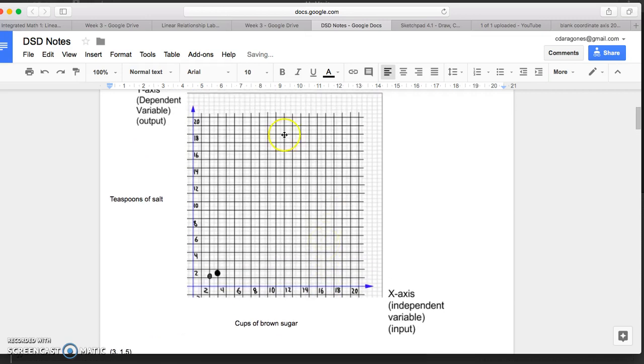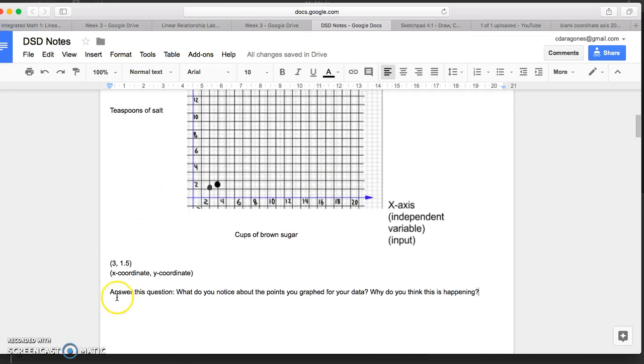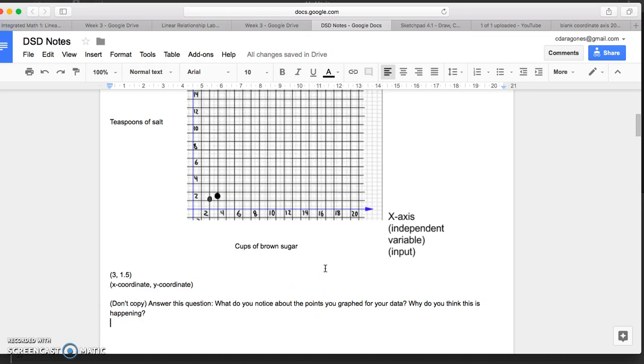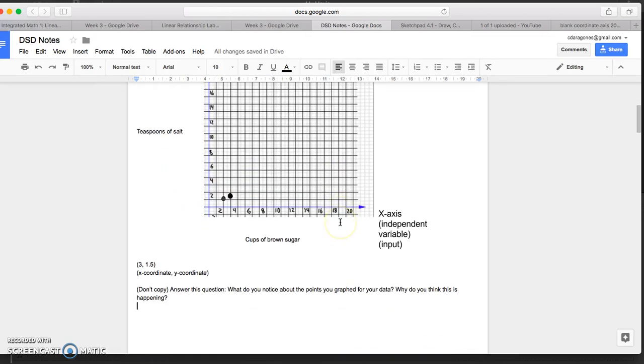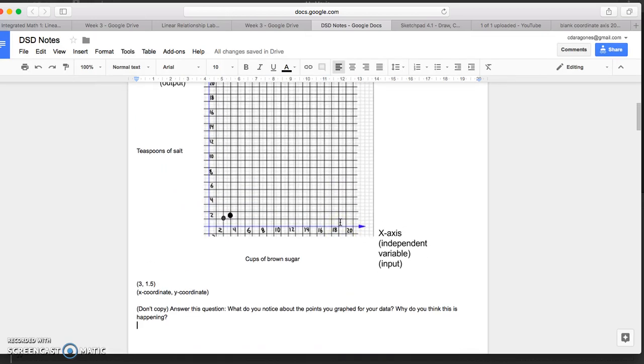So first, graph your data points, then don't copy the question, but answer it in your notebook. What do you notice about the points you graph for your data, and why do you think this is happening? So go ahead, finish up graphing and answering this question. Take a photo of your graph and your answer, and then upload it on Dreamseedo.